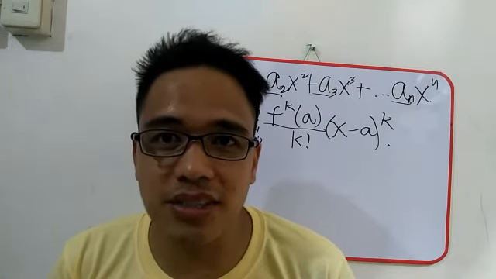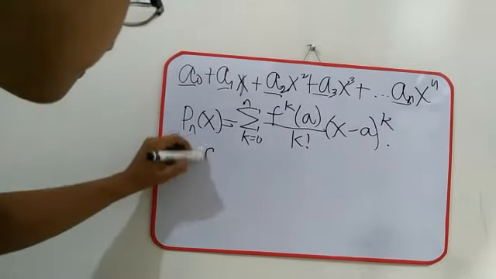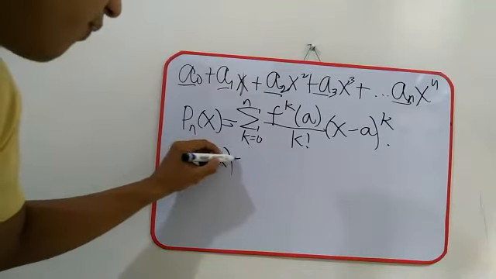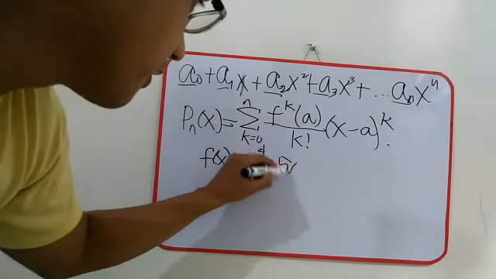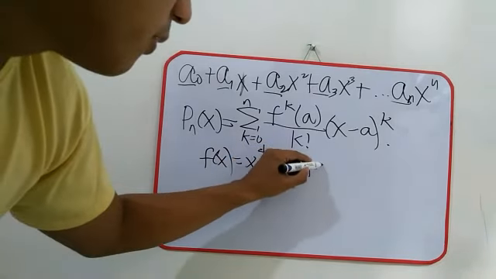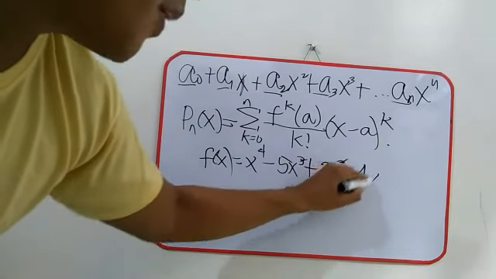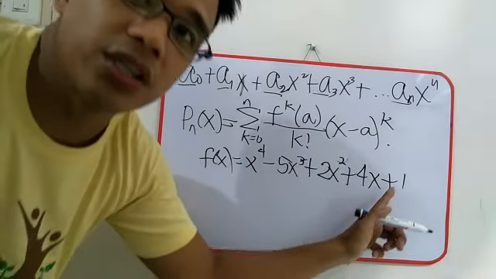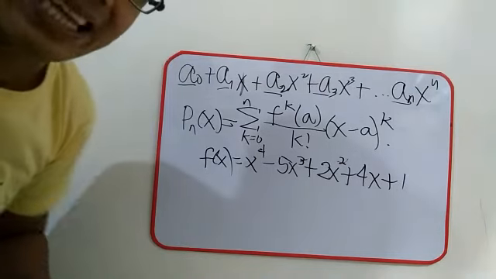As an example, consider the polynomial function f of x. f of x is equal to 5x to the fourth minus 5x squared plus 5x cubed plus 2x squared plus 4x plus 1. So this is the given polynomial function. We are asked to find the Taylor polynomial. By using the formula, we can create 5 columns.